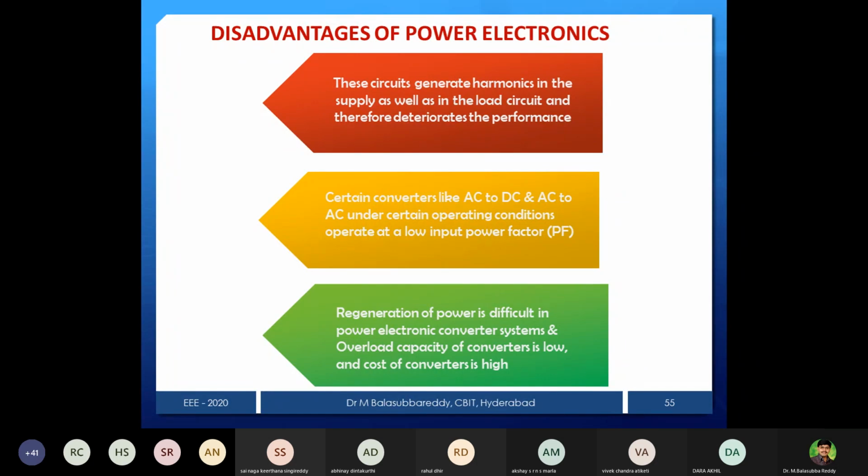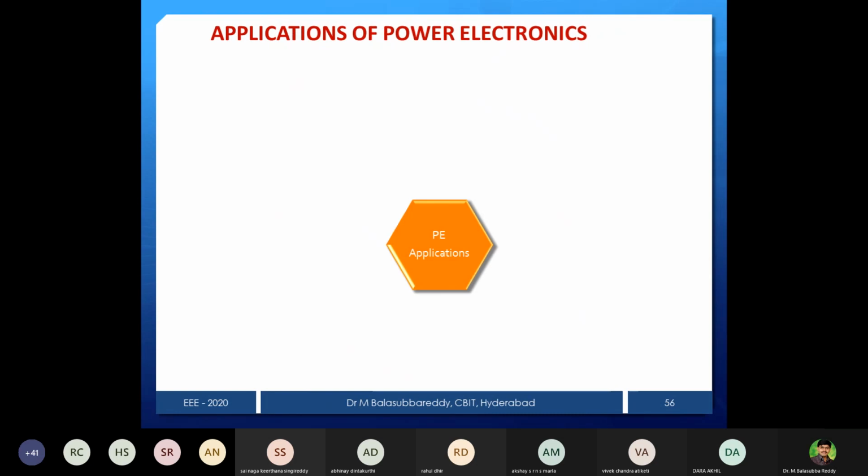If you want to increase the overloading capacity, the overload capacity is very small in the device. Whatever ratings are there, it will operate within them. You cannot use a 3 ampere thyristor for something else. That is the reason. These are some of the drawbacks.